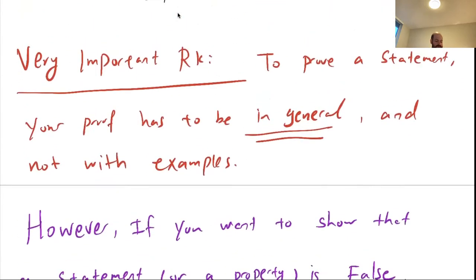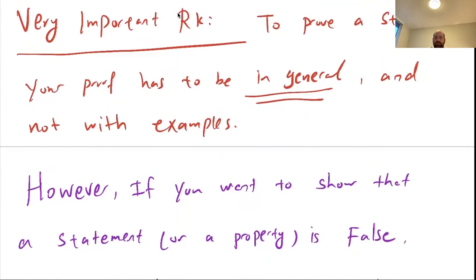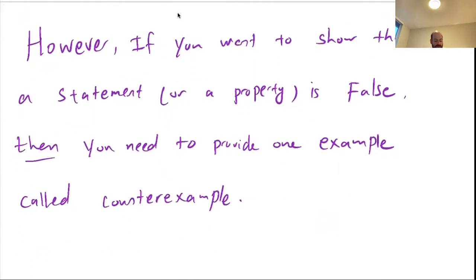Okay, so this is the most important thing that you have to remember in proofs. To prove a statement is right, or to prove a property holds, your proof has to be in general, not with examples. Even if you provide 1,000 examples, it doesn't worth anything. But if you want to show that a statement or a property is false, even providing one example would be enough. And that example is called a counterexample.